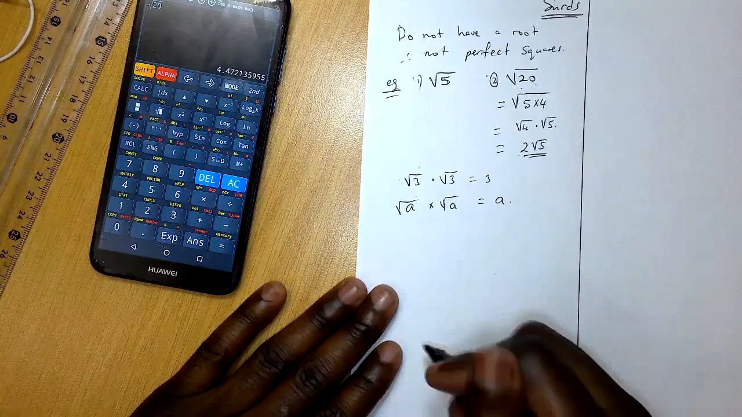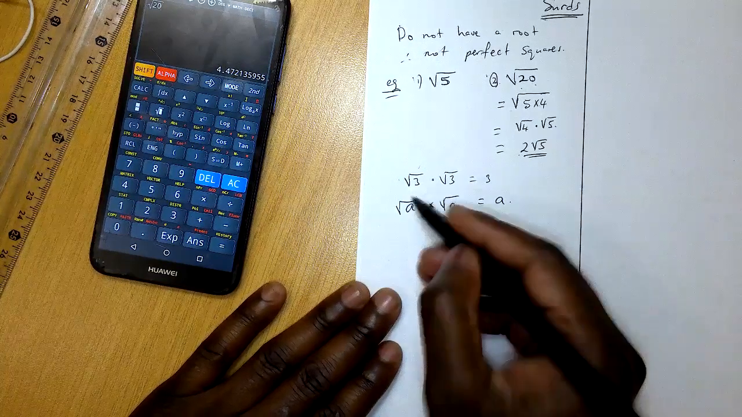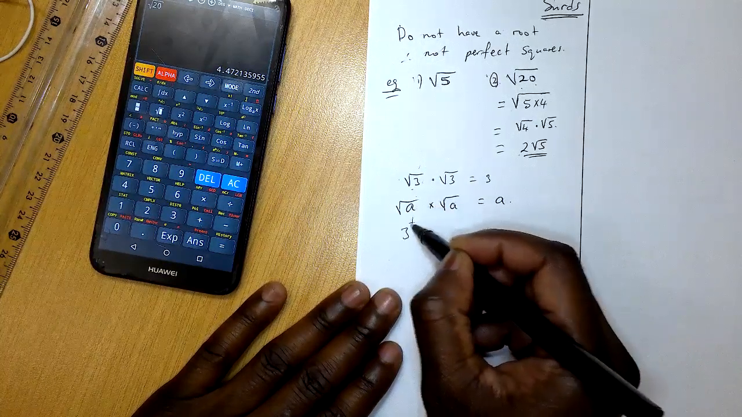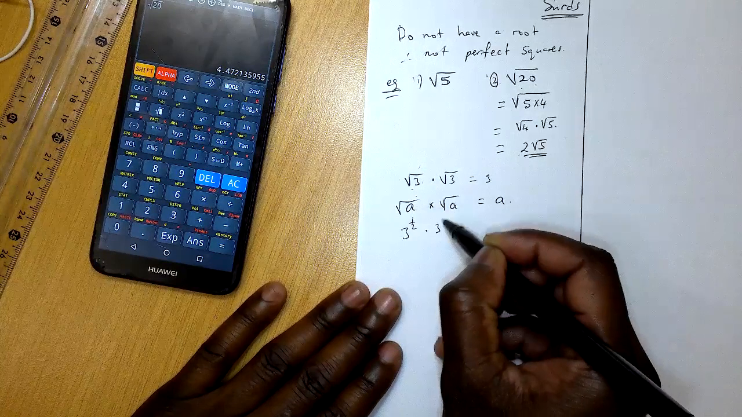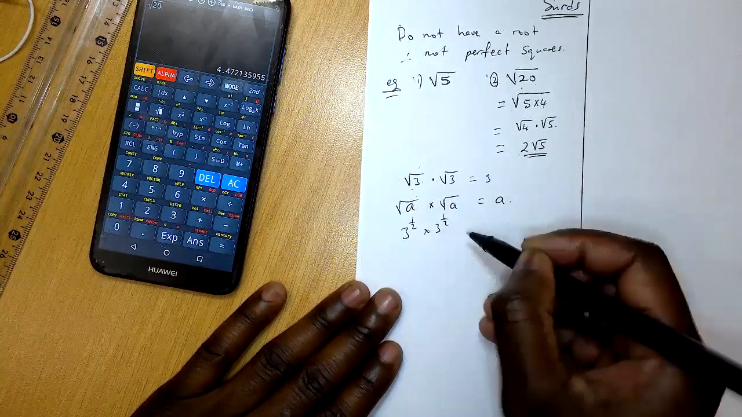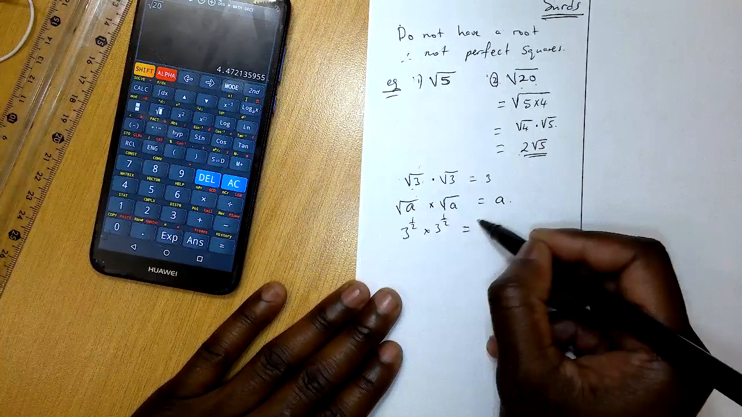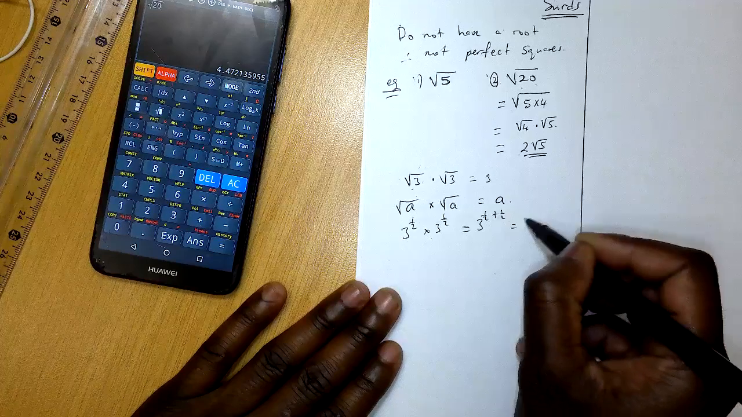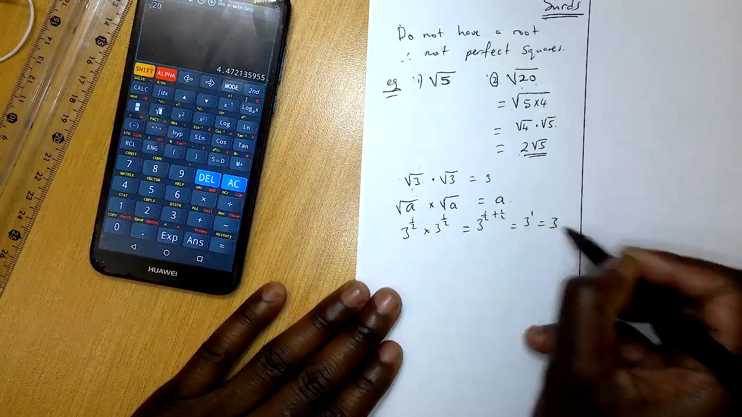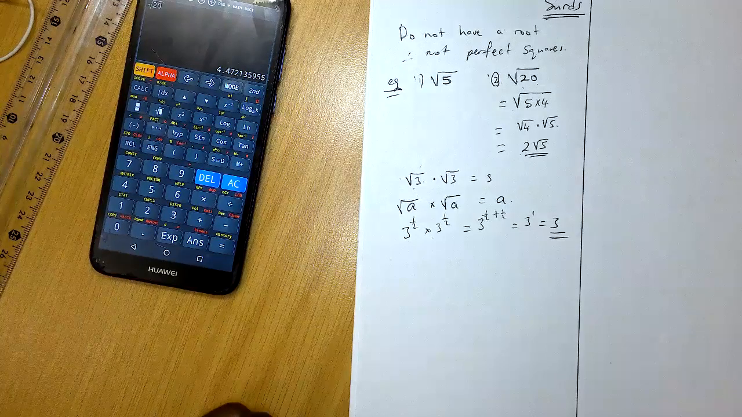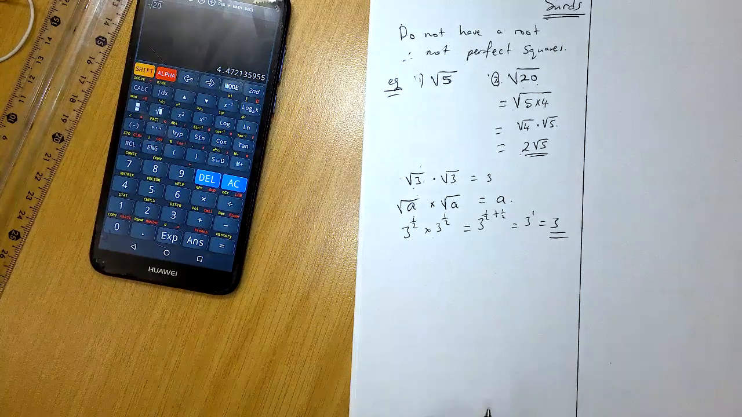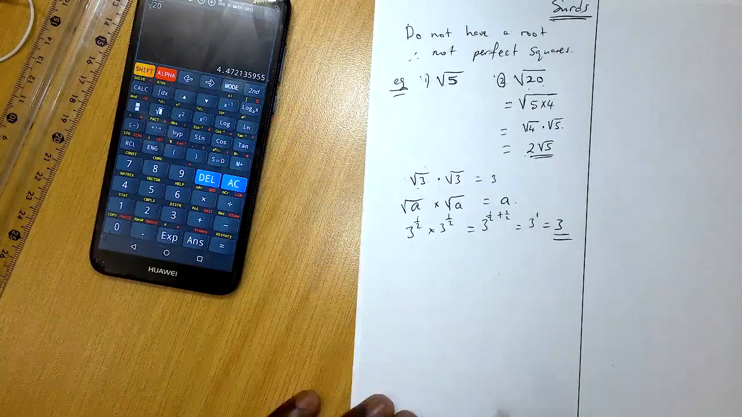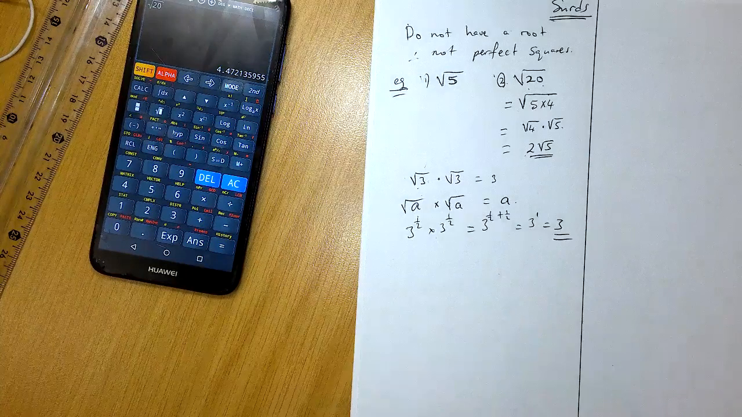What's going on here? Let's check something. Root 3 is the same as 3 to the power of half, so root 3 times root 3 is 3 to the power of half times 3 to the power of half. How do we get that? We know that the bases are the same, so we add the powers, half plus half, which equals 3 to the power of 1, which is just 3. That's how you're supposed to understand it. So whenever you multiply these surds, you get the whole number like that.